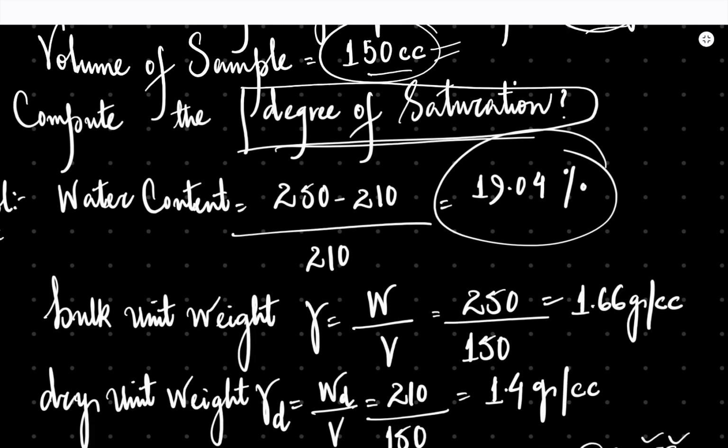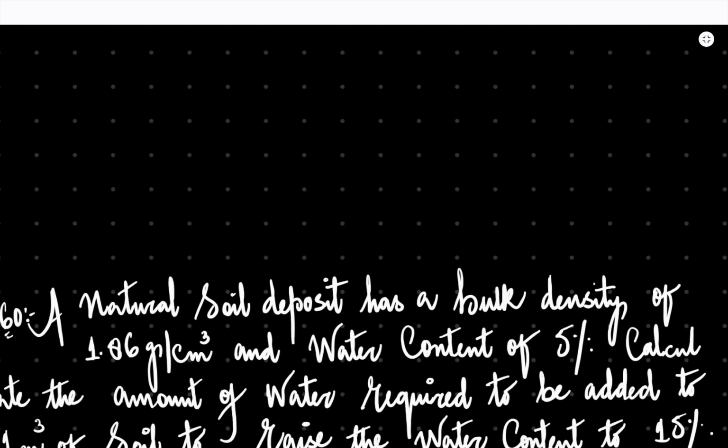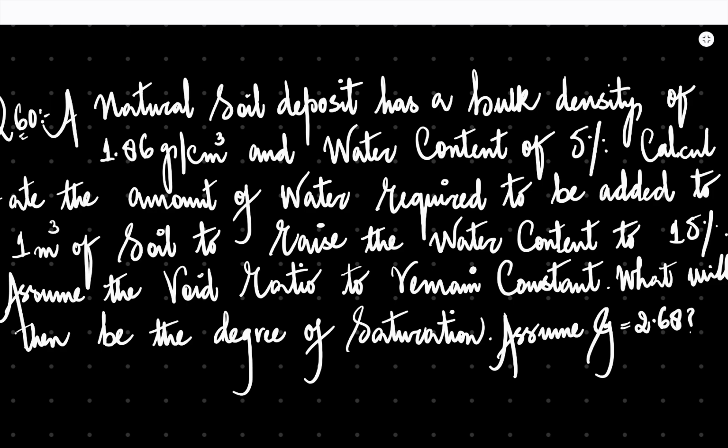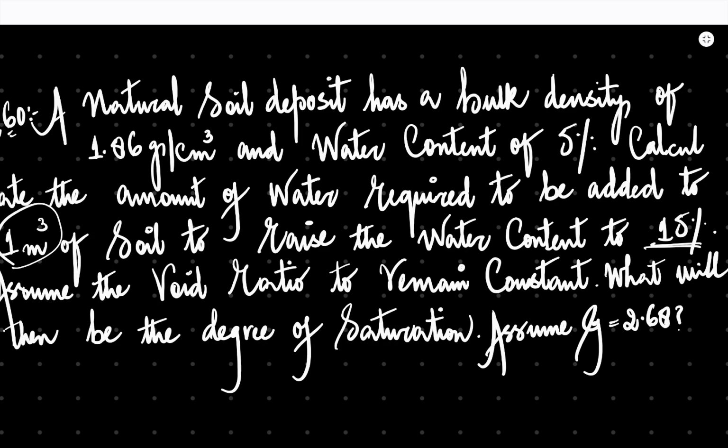Alright, let's move to the next one. Next question is, a natural soil deposit has a bulk density of 1.86 grams per centimeter cube and water content of 5%. Calculate the amount of water required to be added to 1 cubic meter of soil to raise the water content to 15%. Assume the void ratio to remain constant. What will then be the degree of saturation? Assume G equal to 2.68. Alright, so this is the question.